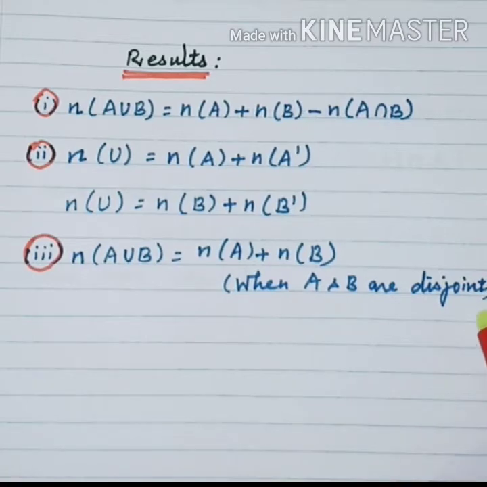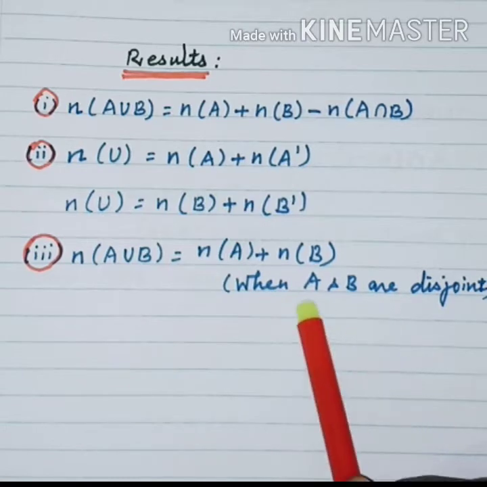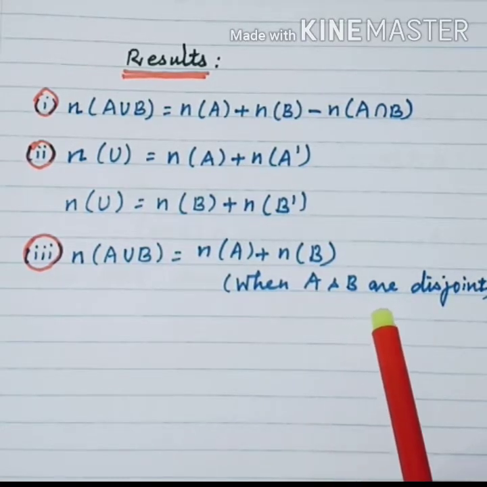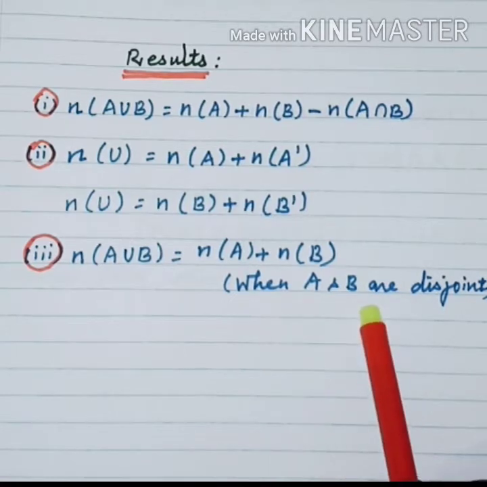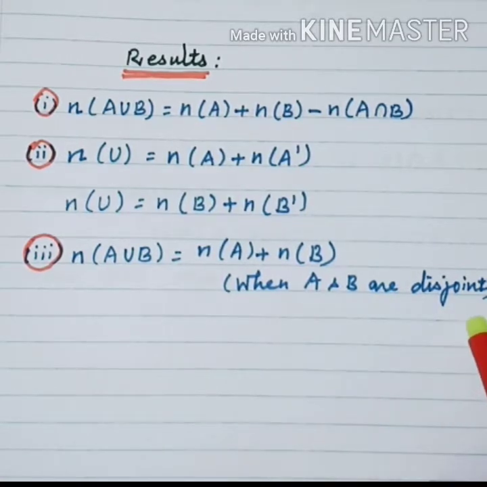You know about the disjoint and overlapping sets. Disjoint means A and B have no common elements, then it is called a disjoint set. If the sets A and B have no common elements, then the sets A and B are disjoint. If they are overlapping, the sets A and B have at least one common element. That we already know that. Okay.